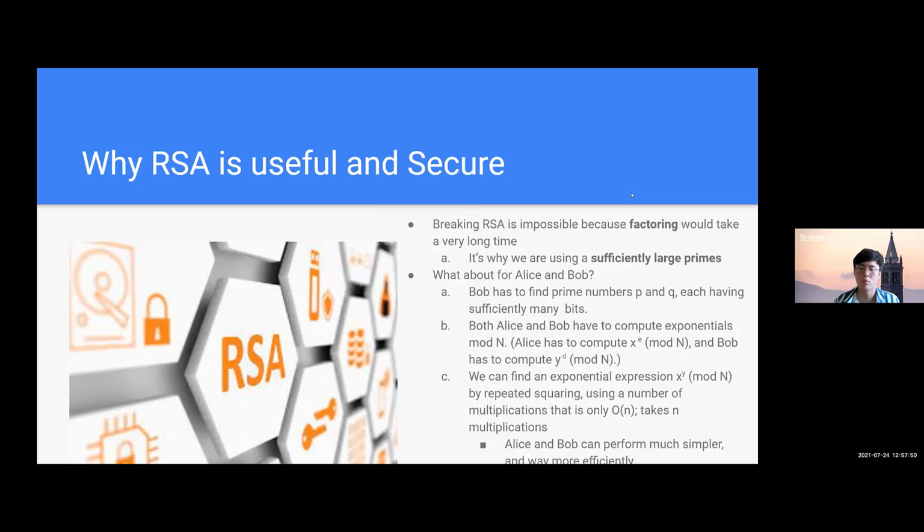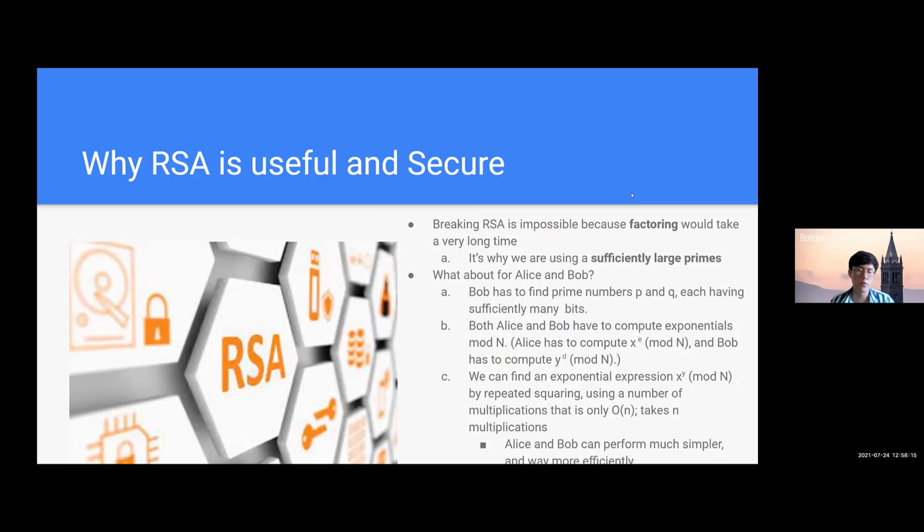But the point is, Bob has to find the prime numbers P and Q, which just need sufficiently many bits. And they just need to compute the exponential, and we already know that it's pretty easy to compute the exponential expression. The naive approach for exponentiation is to find x mod n, x squared mod n, x cubed mod n, x to the 4 mod n, and so forth.